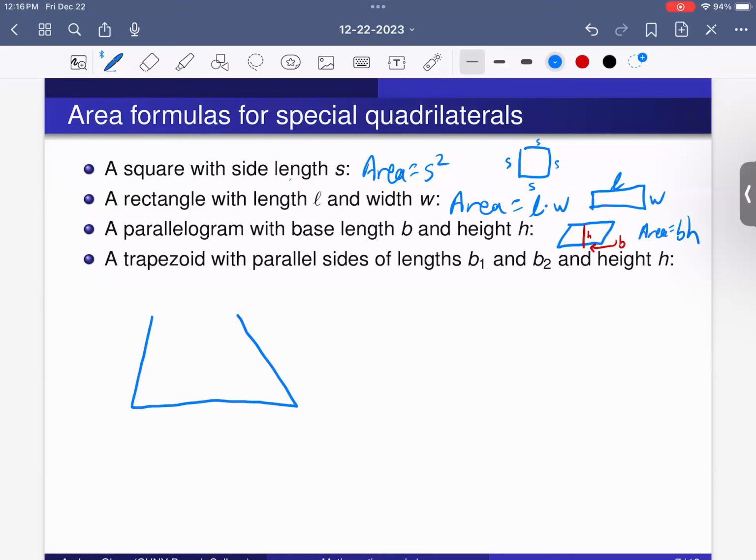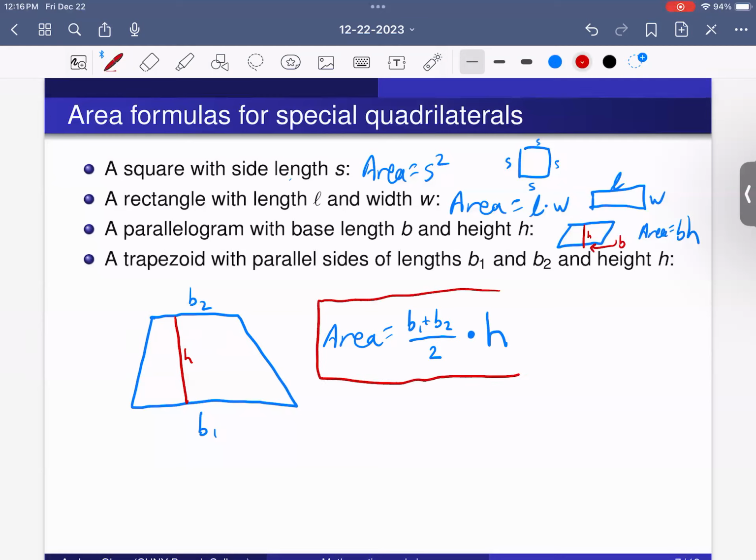So if we have a trapezoid with parallel sides of length B1 and B2, and its height is H, then it turns out that the area of the trapezoid is equal to the average of the two bases. So we take B1 plus B2 divided by 2, and then we multiply this by H. Okay, so this is the area formula for a trapezoid. This is the new formula.